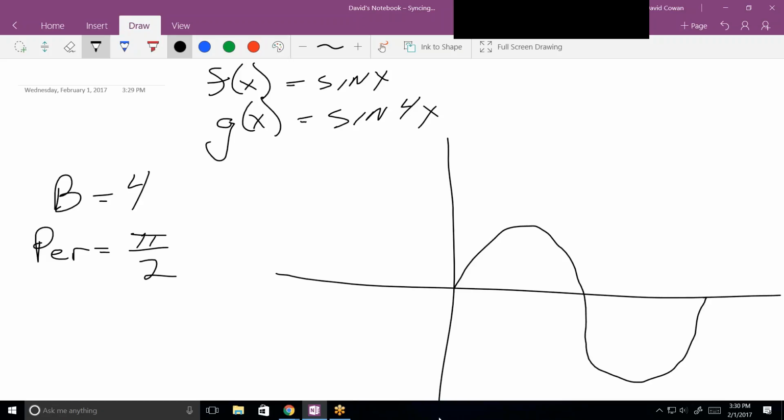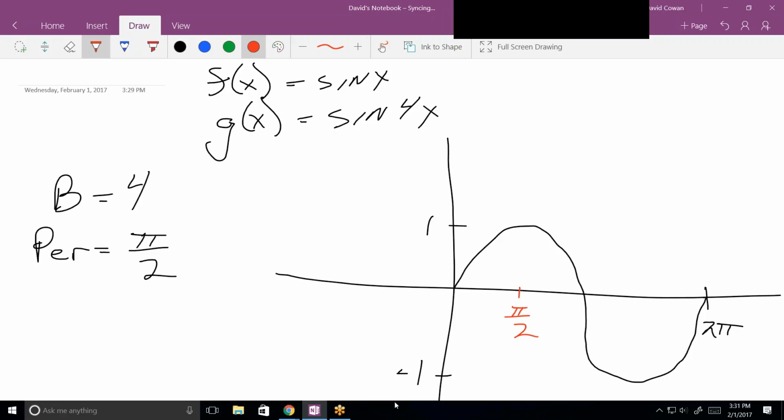Okay, normally that goes to 2 pi. Key consideration. Well, the new period, which I'll draw in red, goes to pi over 2. So I've got to draw the entire curve from 0 to pi over 2.